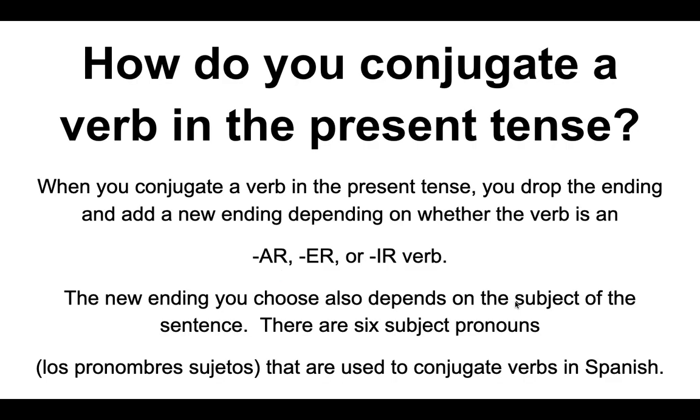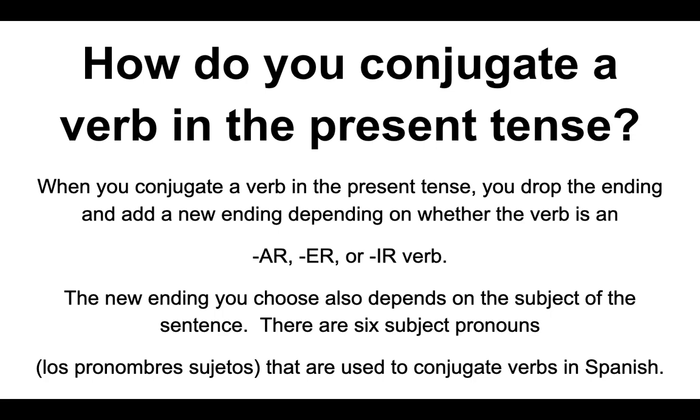So how do you conjugate a verb in the present tense? Well, when you conjugate a verb in the present tense, you drop the ending. So you're going to drop the AR, the ER, or the IR, and you're going to add a different ending depending on whether that verb is an AR, ER, or IR verb. That's why we need to know our infinitivos and how they end. The new ending you choose also depends on the subject of the sentence. We've talked about this several times.